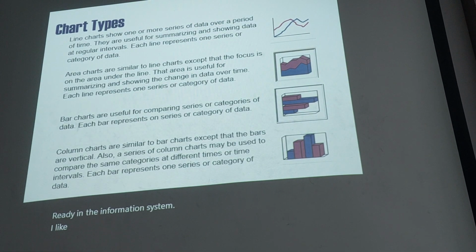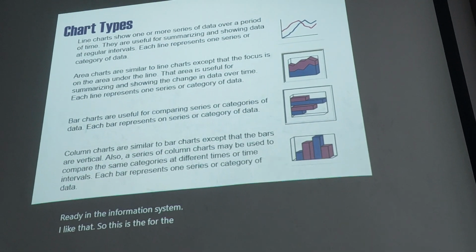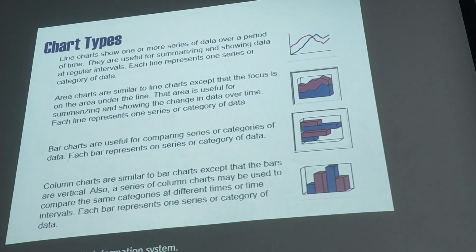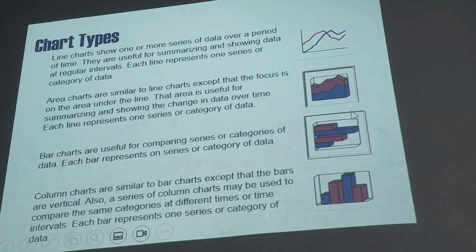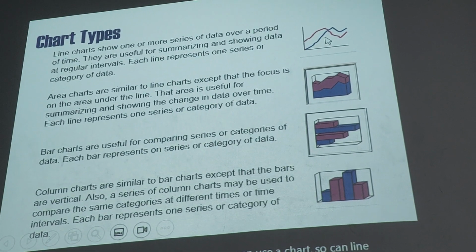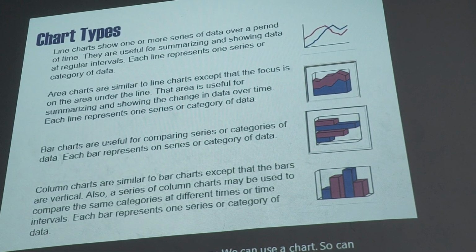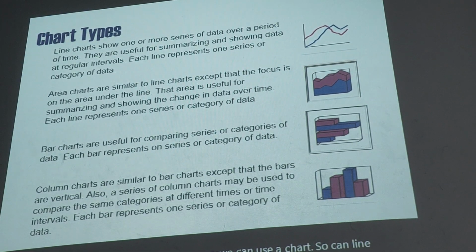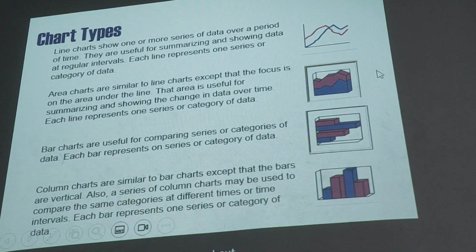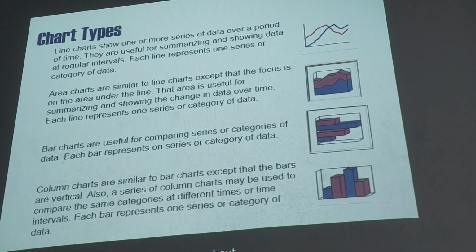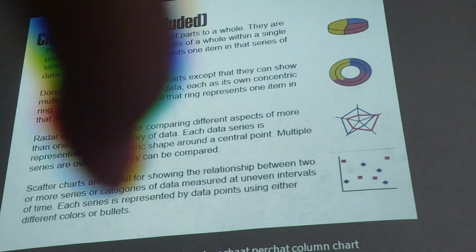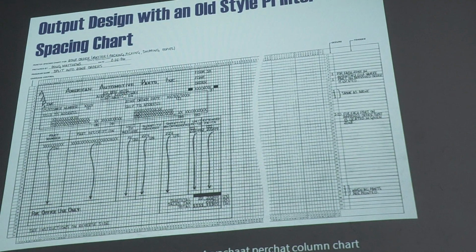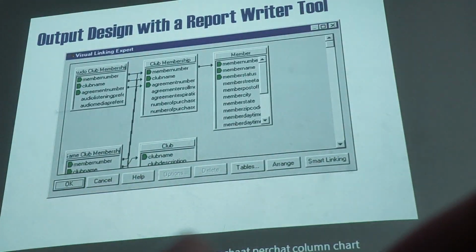So this is for the summary. We can use a chart. Line chart is to show a series of data, and then area chart, bar chart, column chart, and then pie chart, donut chart, radar chart, scatter, and the other ones. So this is for output data.